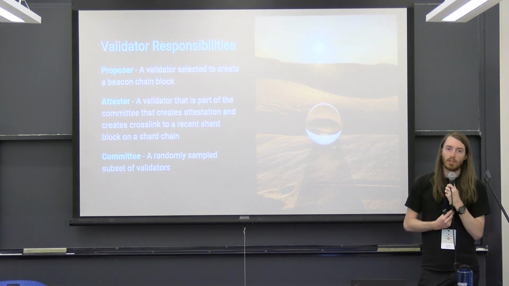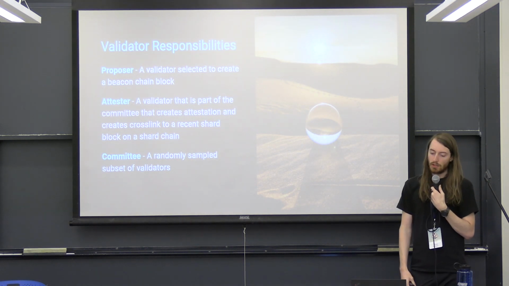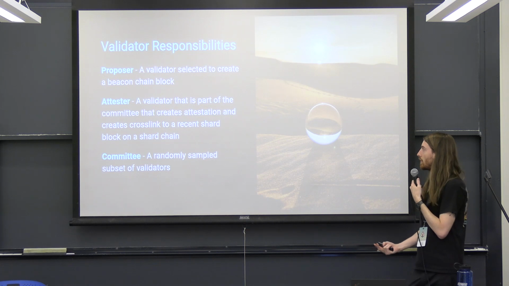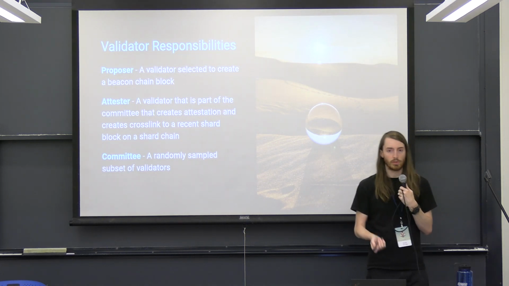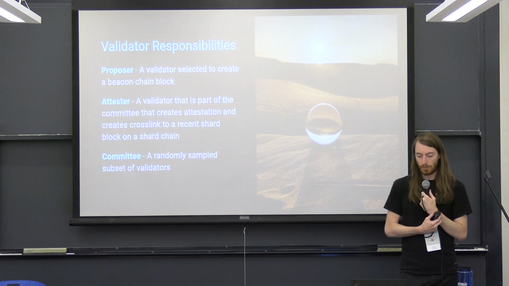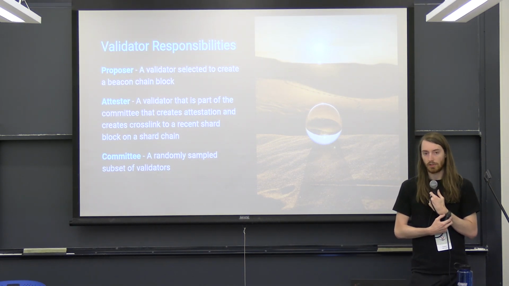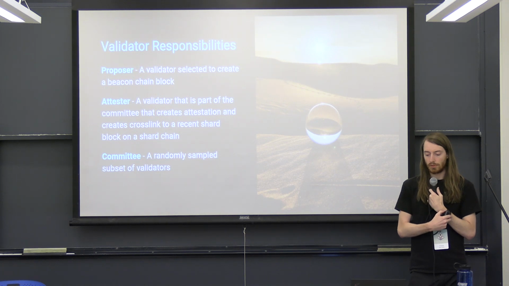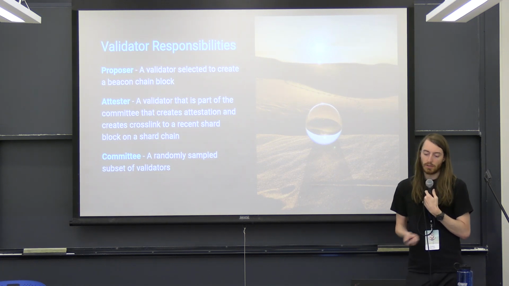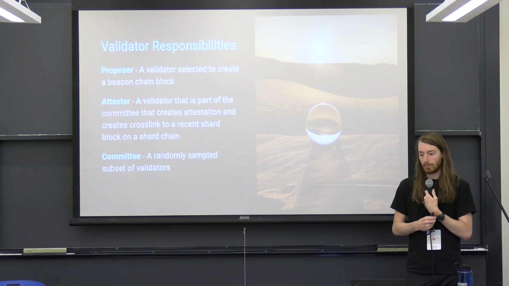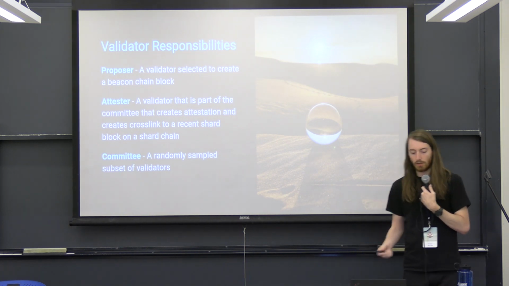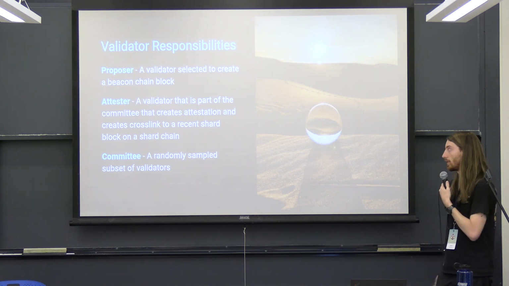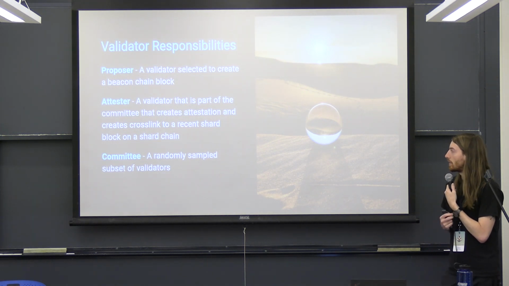So what does it mean to do work as a validator? What do you have to do? You actually have 2 major roles. You can either be a proposer, so somebody who is selected to propose a new beacon block in phase 0, or you could be an attester, which is someone who is part of a committee that is going to essentially vote on what they think the head of the chain is, and then we come to consensus on that to reach finality. A committee is just a subset of validators randomly selected.